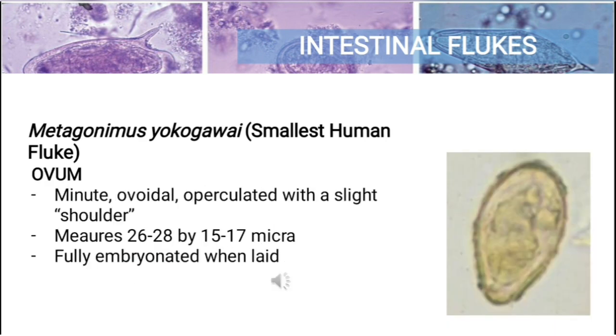The next one is the egg of our Metagonimus yokogawai. So the egg is described as minute, ovoidal in shape, and it is operculated with a slight shoulder, and it measures 26 to 28 by 15 to 17 micrometers, and it is fully embryonated when laid by our parasite.